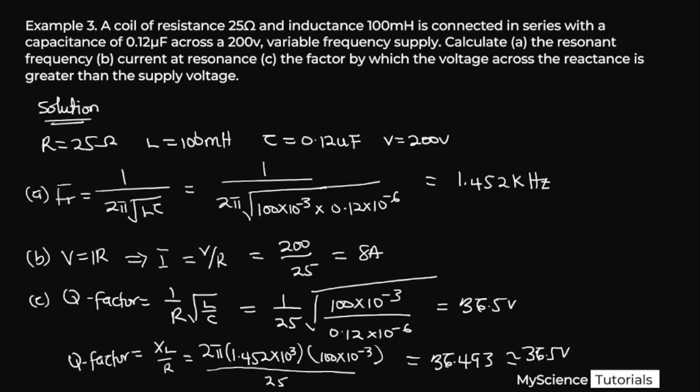So we see that for the Q factor, no matter whether we use the direct formula, or we use XL on R, or we find VL and divide it by the supply voltage, which is 200 over here, we are still going to get the same answer for our Q factor.